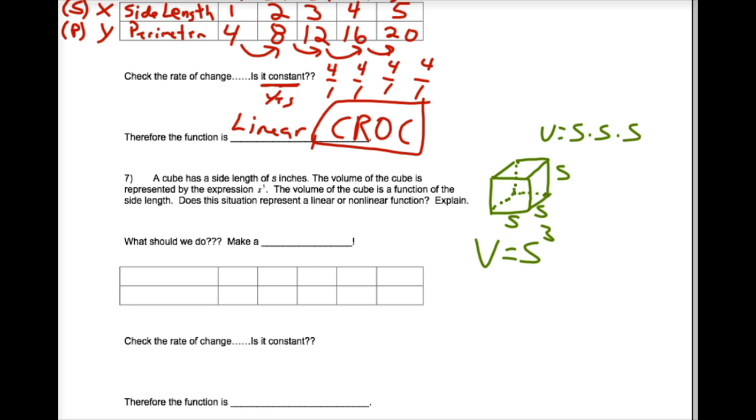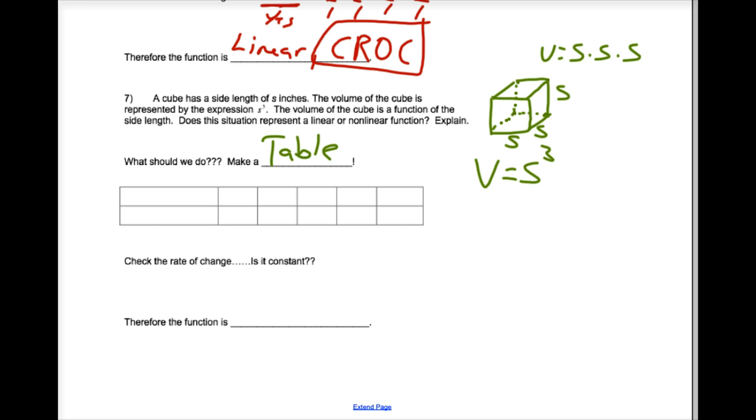Okay? What do we do again? We make a table. The volume of the cube is represented by the expression s to the 3rd power. The volume of the cube is a function of the side length. Does this situation represent a linear or nonlinear function? All right, let's set up our table. What's the input? What's the independent variable? The side length or the volume? Side length. And then our volume is our dependent variable. It depends on the side length. Basically, that's our x and our y, or in this case, it might be s and v.